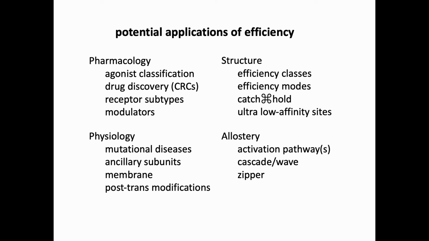And finally, maybe understanding efficiency will help us with allostery. We may be able to map activation pathways, and understand this conformational cascade, which was previously called the gating conformational wave. I'm calling it a cascade because it now incorporates a binding event called catch, and the zipper mechanism of sequentially lowering transition states. Maybe that will be useful in understanding allostery in general, and that is going to be the subject of the last chapter of the pamphlet, which is on implications.